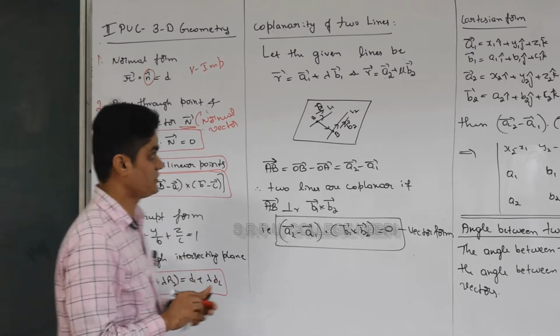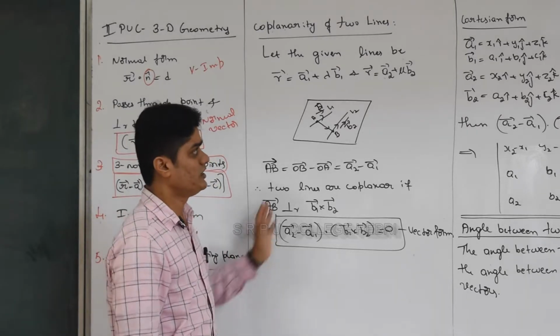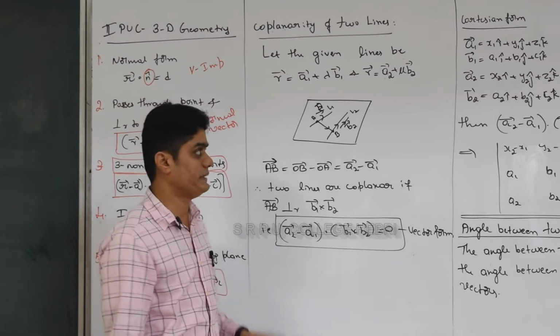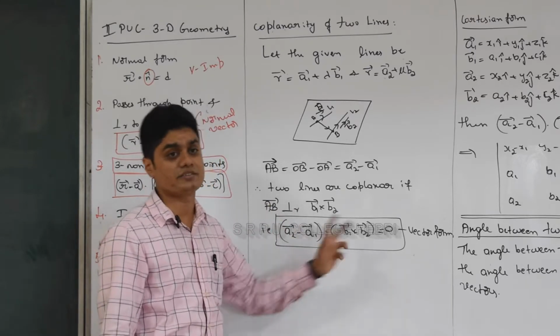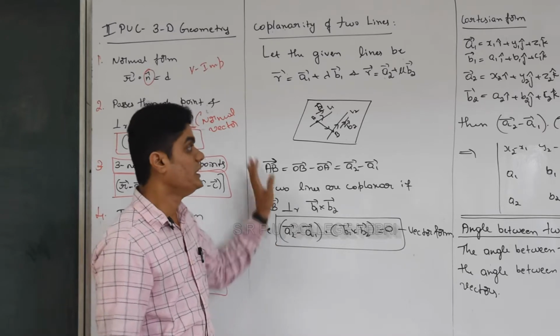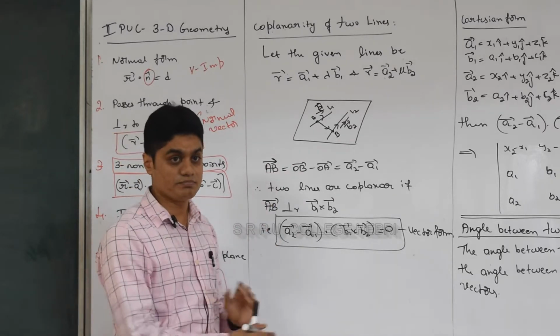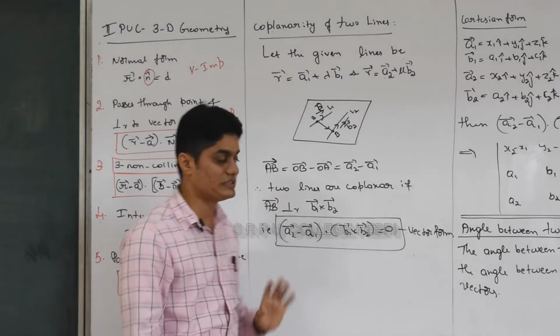Next, the equations of the planes are over. Now we have some properties of planes: the relation between planes, the relation between a line and a plane, and the relation between lines. So we have some properties of planes and straight lines, and we are going to discuss them.